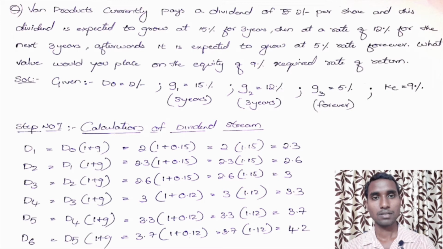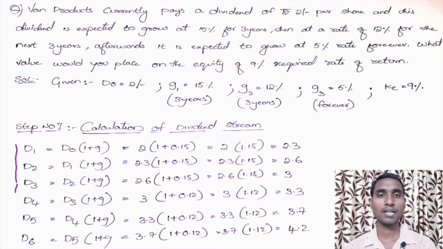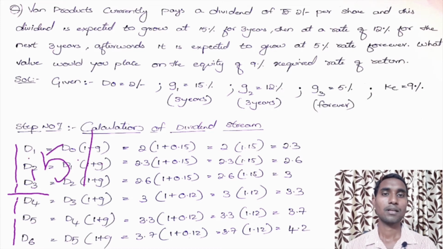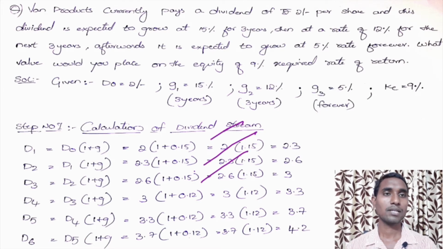The first step is calculation of the dividend stream. We should calculate the dividend stream for 6 years. But for the first 3 years the dividends will grow at 15%, and for the next 3 years the dividends will grow at 12%. So you should be careful with these things. For the first 3 years I took a 15% growth rate, and for the next 3 years I took the 12% growth rate, and I have calculated the dividend stream.